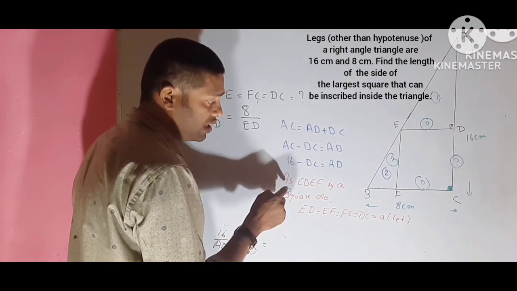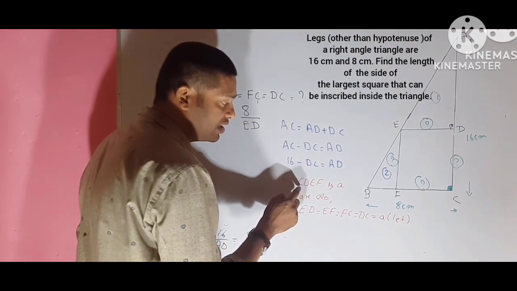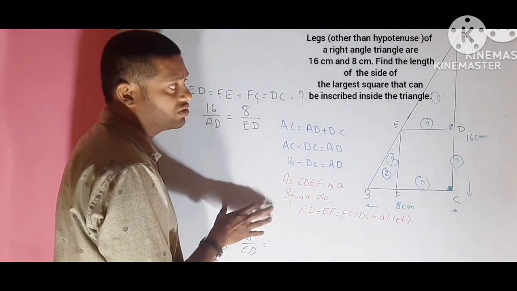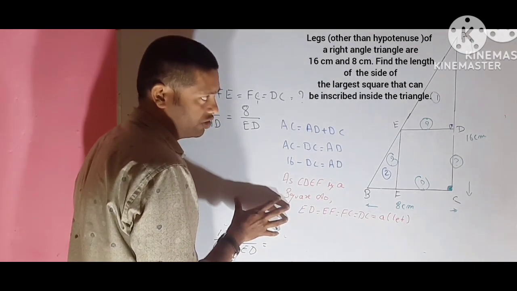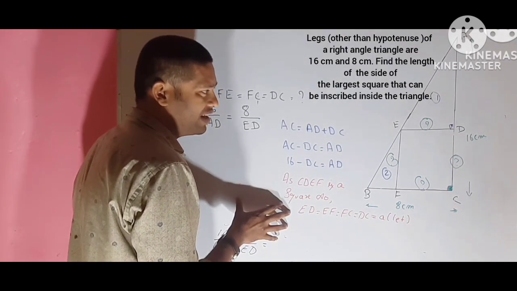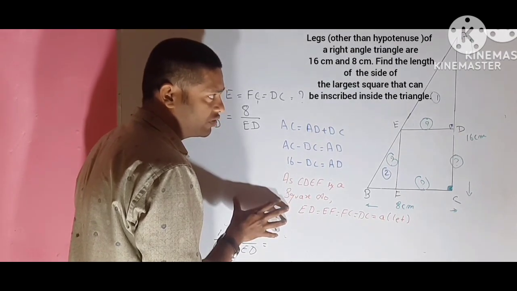But I saw one more thing: they have given that CDEF is a square. They are saying you need to prove that this one is a square. Where is the biggest square you need to find out, and the length you have to find out. They are saying there is a square inside, one square is there. We have to find out the biggest square of that. You have to find out the length.